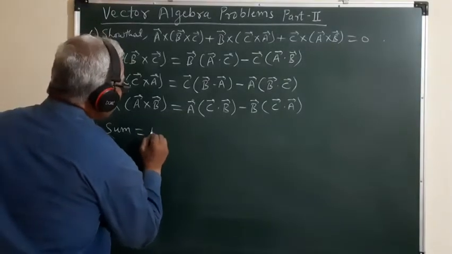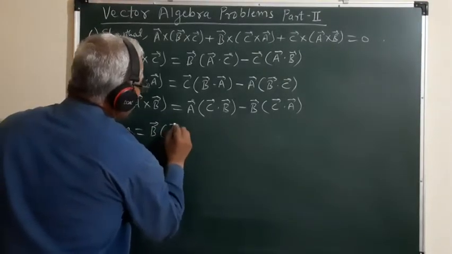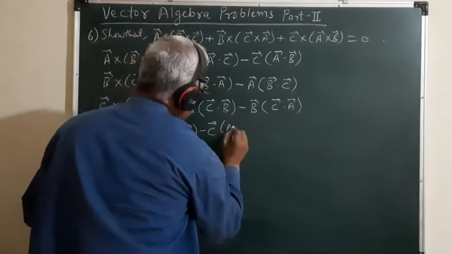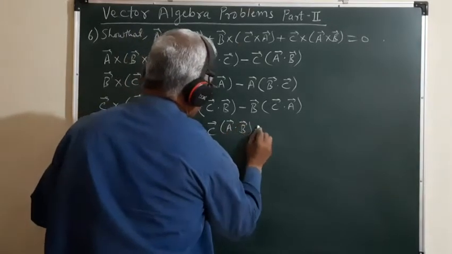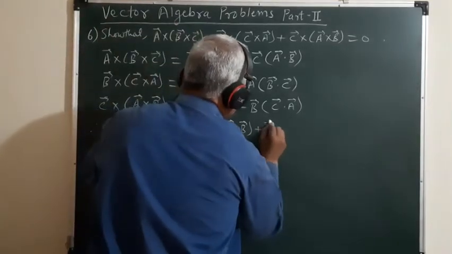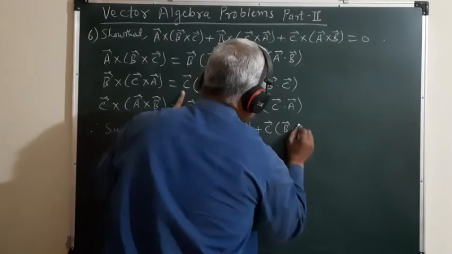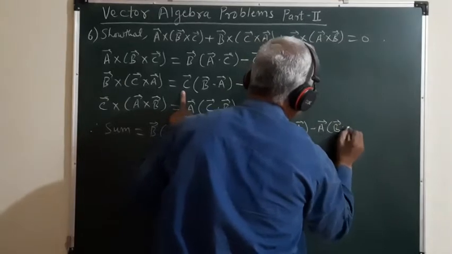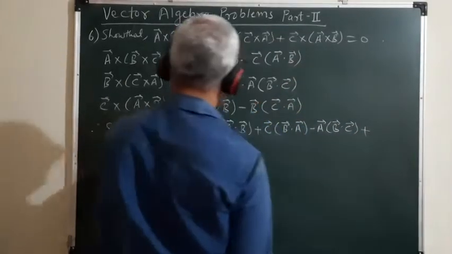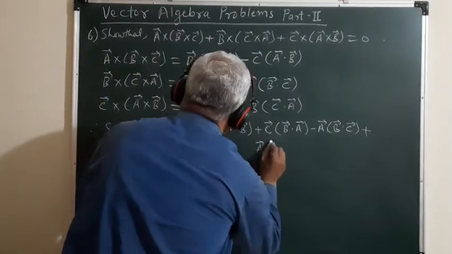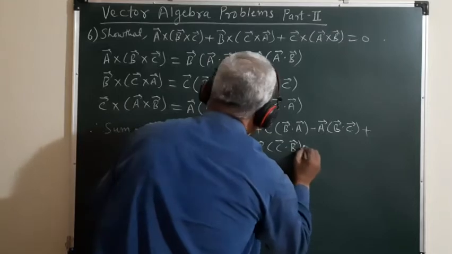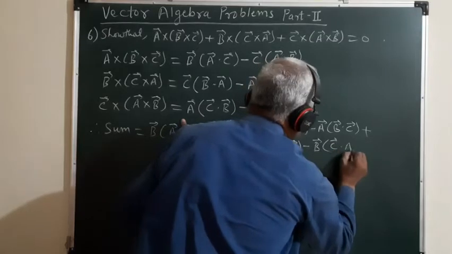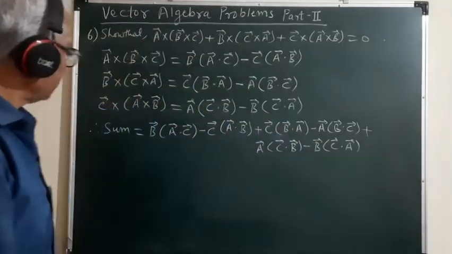So this is nothing but b bar into a bar dot c bar minus c bar into a bar dot b bar, plus c bar into b bar dot a bar minus a bar into b bar dot c bar, plus a bar into c bar dot b bar minus b bar into c bar dot a bar. So this is the sum.